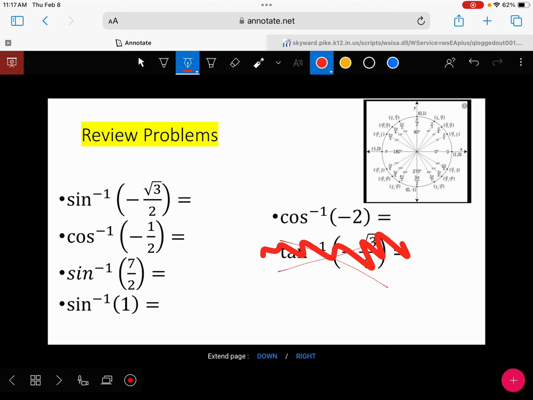Remember, inverse sine, we're looking at quadrants 1 and 4. Inverse cosine, we're looking at quadrants 1 and 2. Yep, your answers are always going to be in radians.